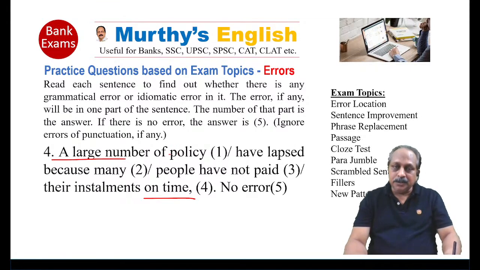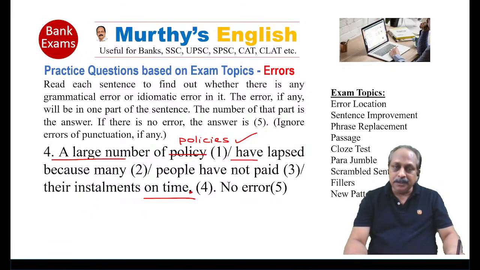Plural. Then you cannot say policy, you have to say policies. A large number of policies, and the clue for you is the plural verb. We have to use a plural noun based on a large number, and a plural verb is a clue. A large number of policies have lapsed because many people haven't paid their installments on time. Nothing wrong with on time.